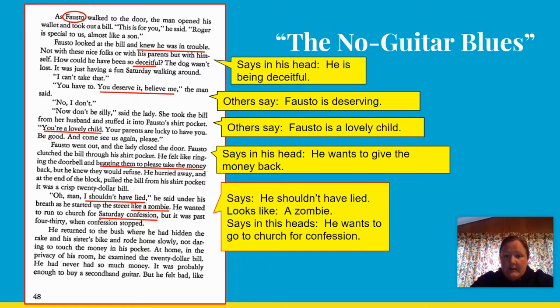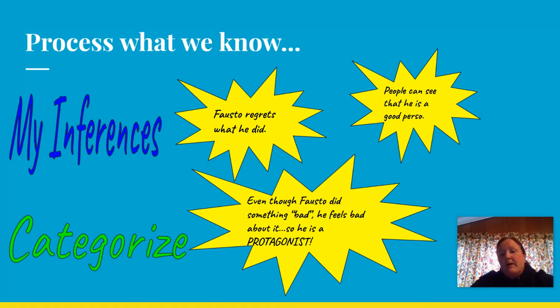So we're going to stop right there, and we're going to use these clues to draw some conclusions. First, we need to process what we know. Here are my inferences based on those clues in the text. My first inference is that Fausto regrets what he did. A lot of the thoughts inside of his head, for example, the one where he says he is deceitful, let me know that he's regretting his actions. Also, the fact that other people continue to say that he's good lets me know that people can see that he's actually a good person. I do believe that the couple knew that he wasn't being 100% honest, and they were just trying to help him realize that he was good.